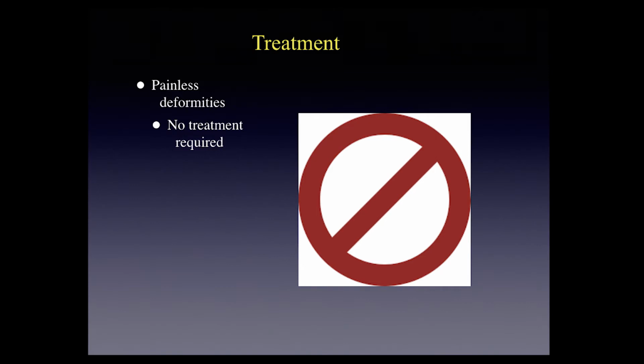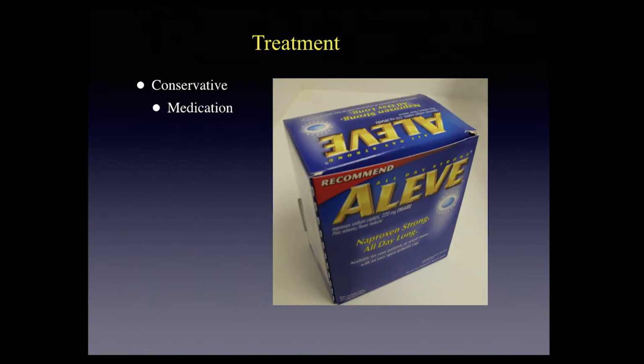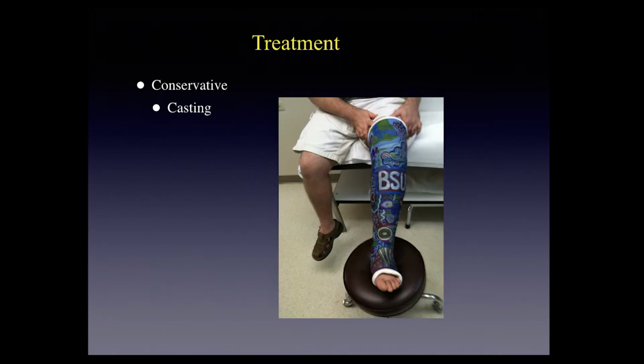But what we like to do in our clinic is to see people back over time to make sure things aren't getting worse. We often start off conservatively with either medications, such as an anti-inflammatory medication if it's not contraindicated, or even casting with stage 1 tendinitis of the posterior tibial tendon.